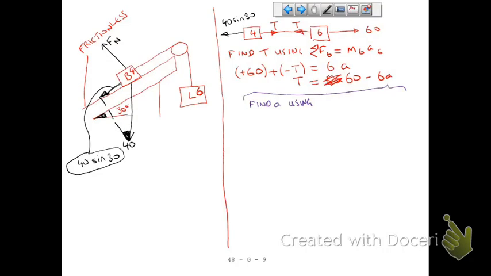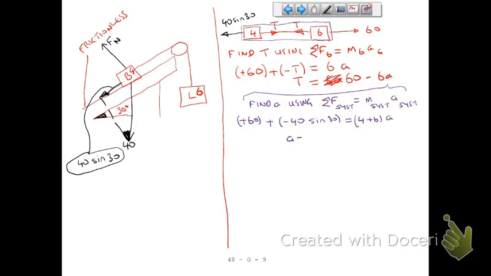So I'm very cleverly making T an internal force, so it's no longer in my equation by taking the system. That's why I take the system. And I say the sum of the forces on the system is equal to the mass of the system times the acceleration of the system. So I say plus 60 added to minus 40 sine 30 is equal to 4 plus 6 times A.